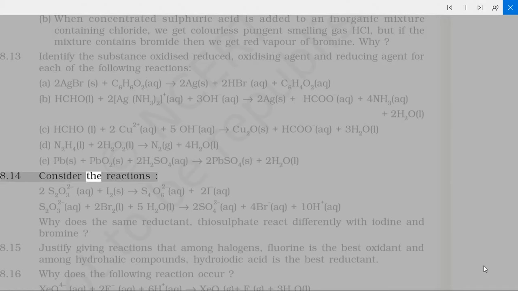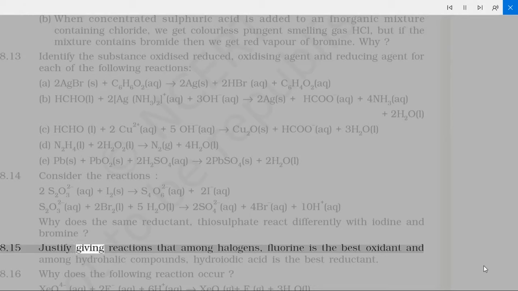8.14 Consider the reactions: 2S2O3^2-(aq) + I2(s) → S4O6^2-(aq) + 2I^-(aq); S2O3^2-(aq) + 2Br2(l) + 5H2O(l) → 2SO4^2-(aq) + 4Br^-(aq) + 10H^+(aq). Why does the same reductant, thiosulfate, react differently with iodine and bromine?